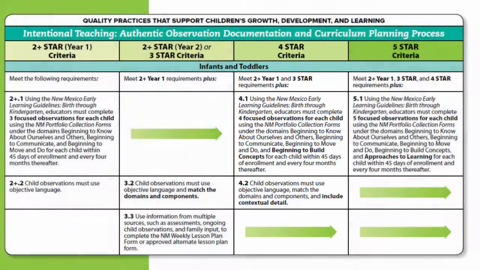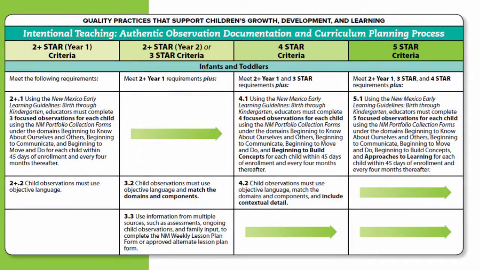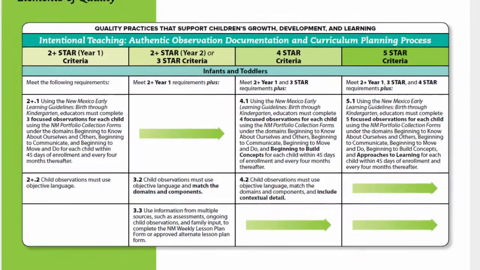At the 4-star criteria level, we collect portfolio information on the following domains for infants and toddlers: beginning to know about ourselves and others, beginning to communicate, beginning to move and do, and beginning to build concepts. Remember that your documentation should use objective language, match the domains and components, and have contextual details.